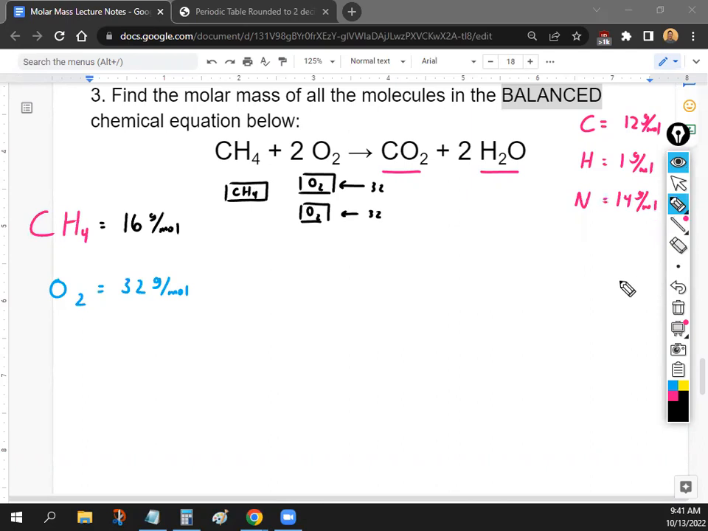Okay. All right, let's move on to the third one. The third one is CO2. CO2 is 44 grams per mole. And then the last one, H2O, is 18.